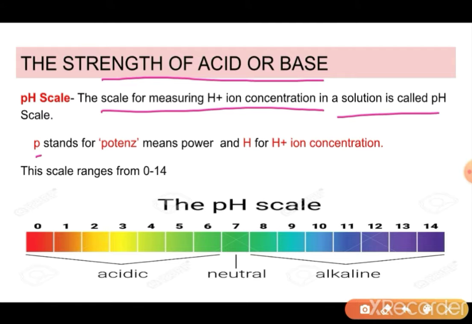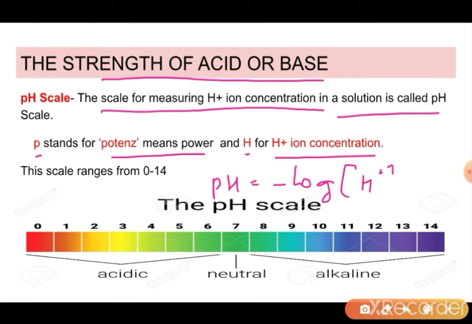P here stands for potence, meaning power, and H means the H plus ion concentration. Basically the formula of pH is minus log H plus concentration. This n here, which is in the power of H plus ion, is a number. n could be any number from 0 to 14. So this number basically tells us what the H plus ion concentration is.